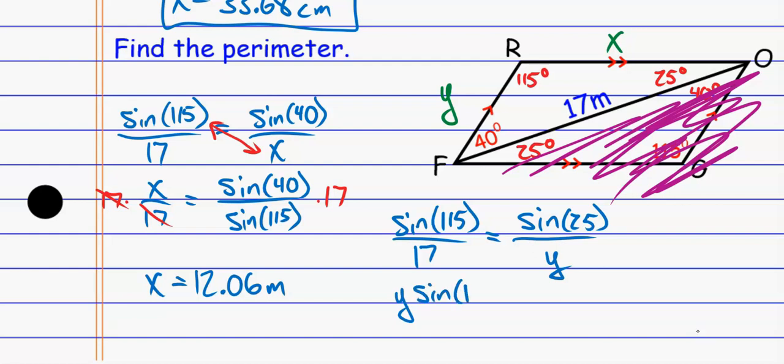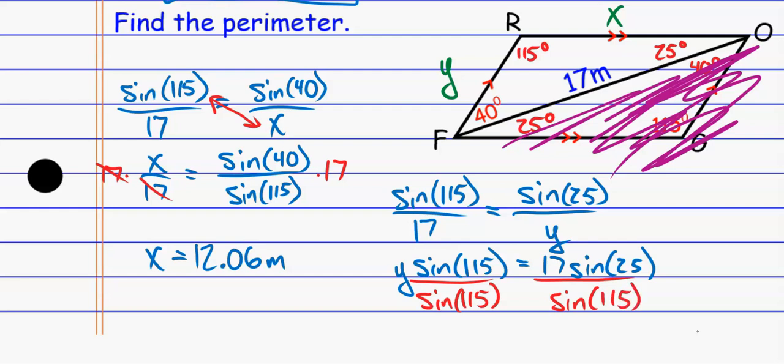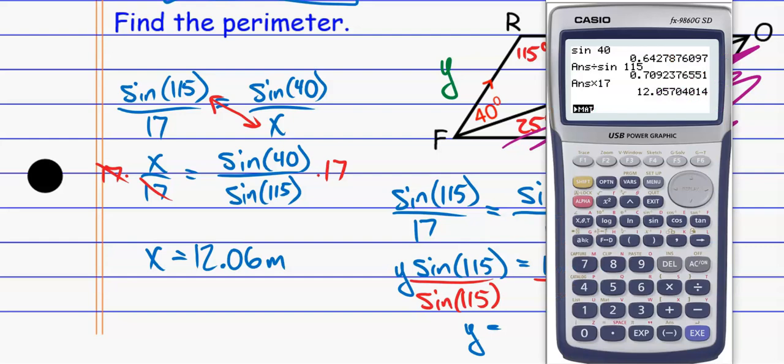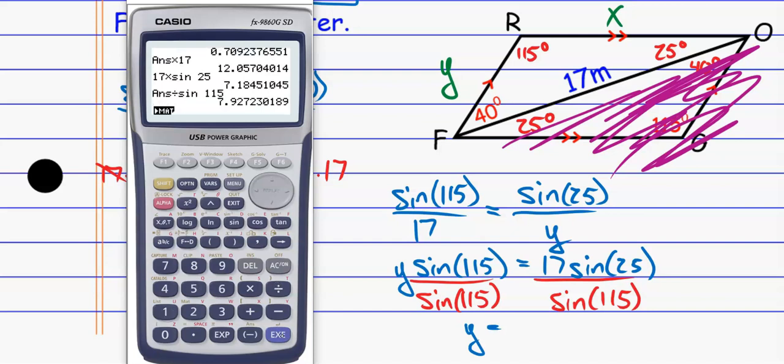I'll just cross multiply this time because I think that's what most students prefer. Again, it doesn't really save us any steps doing it the other way. And now to solve this, I just have to divide each side by the sine of 115. Again, that's a job for my calculator. So let's see, I had 17 times the sine of 25, and then divide that by the sine of 115. And I got 7.93.